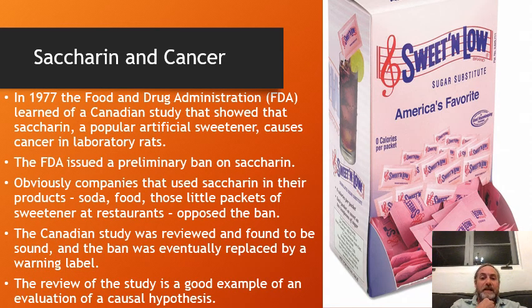So in 1977, the FDA finds out about a study in Canada on rats that appeared to show that saccharin, which was in Sweet'N Low, I think it still is, right? It's not illegal or anything now. Now they have new ones, NutraSweet, and a million sweeteners. At the time, saccharin was the main one.